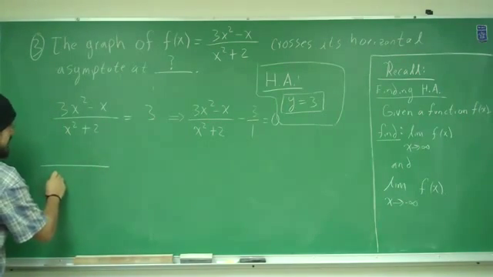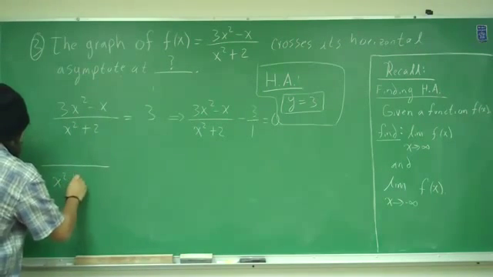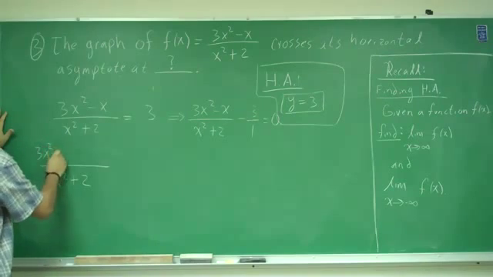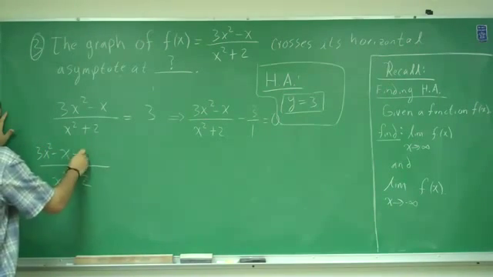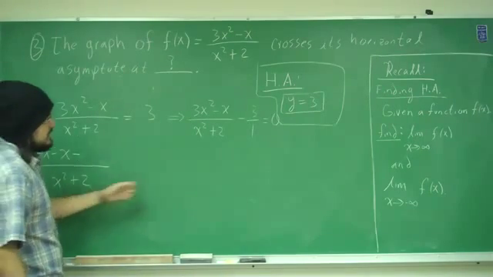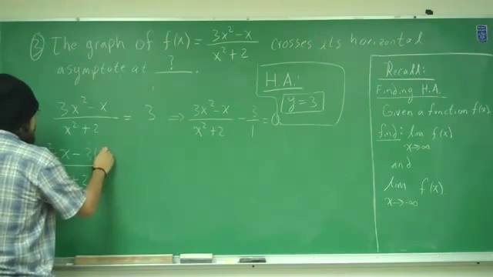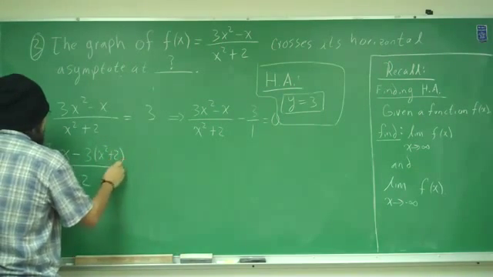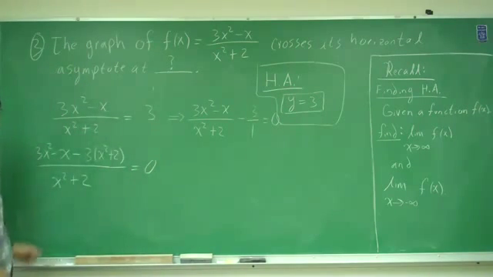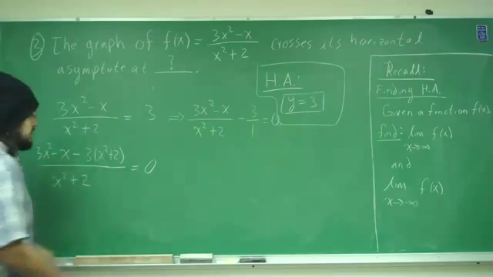So the LCD is x squared plus 2, right? So we have x squared plus 2 in the denominator. And we have 3x squared minus x minus, since we know that x squared plus 2 is the LCD, we got to multiply 3 by x squared plus 2. So that's 3 times (x squared plus 2). Now that equals 0. Alright, so let's go ahead and distribute the minus 3 to both of these terms.